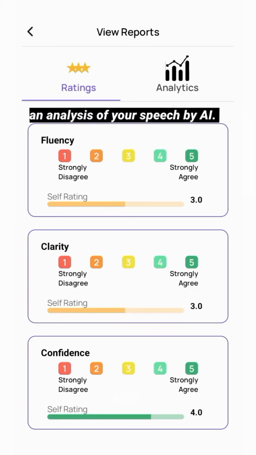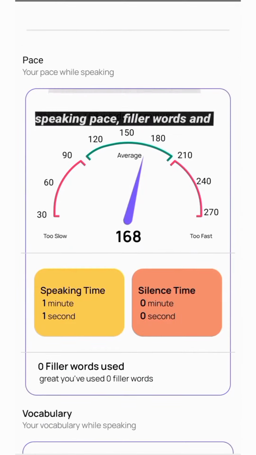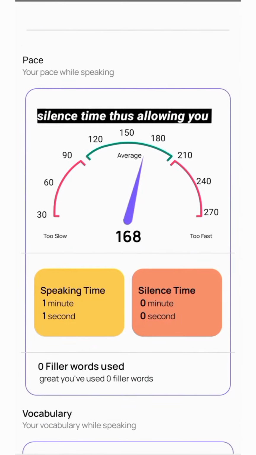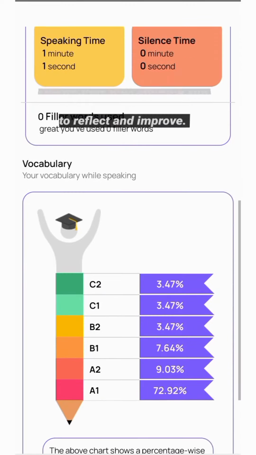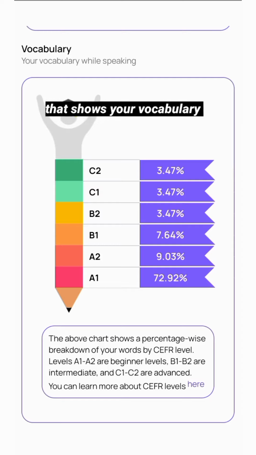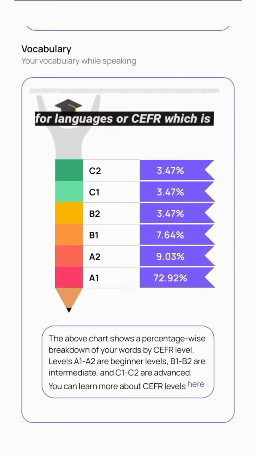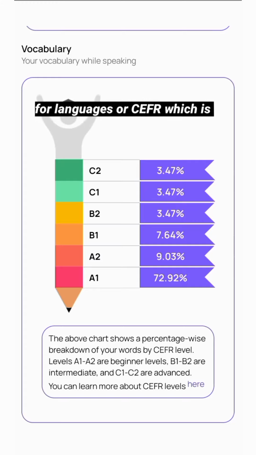You will also get an analysis of your speech by AI. This will notify you of your speaking pace, filler words, and silence time, thus allowing you to reflect and improve. There is also a chart that shows your vocabulary level on the basis of the Common European Framework of Reference for Languages or CEFR, which is a standardized way to measure a person's language abilities.